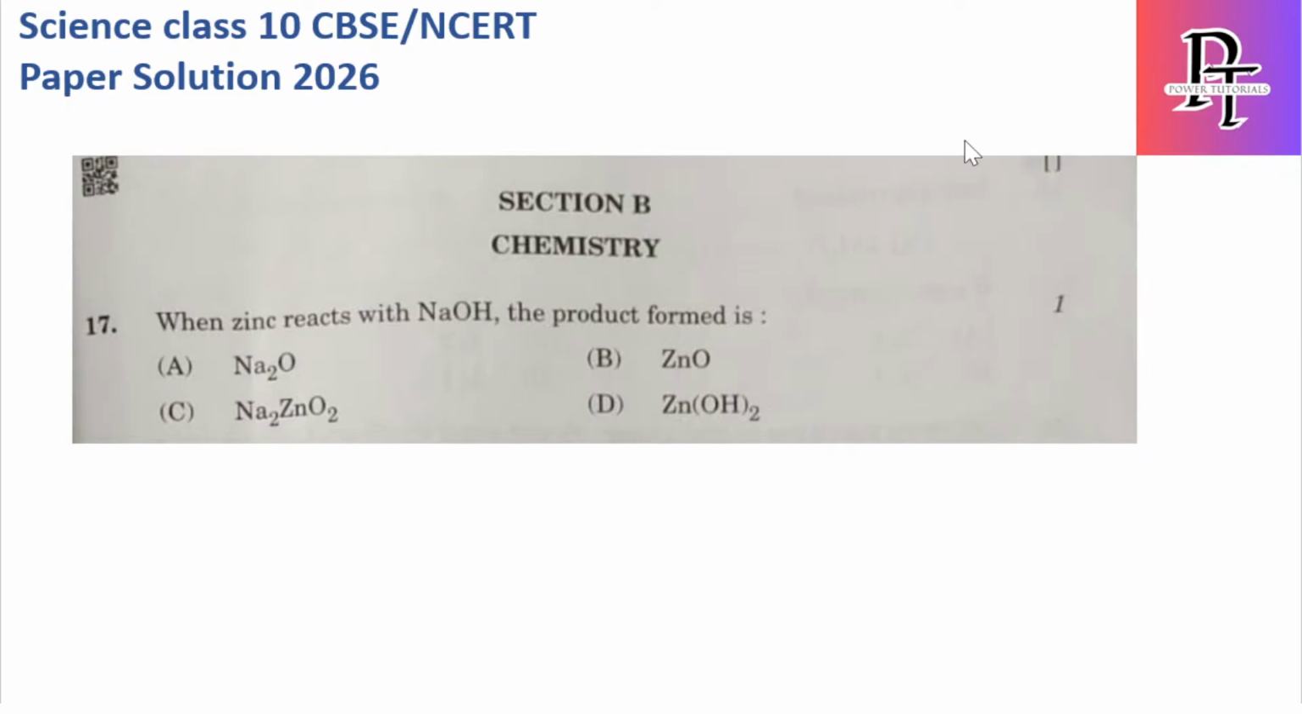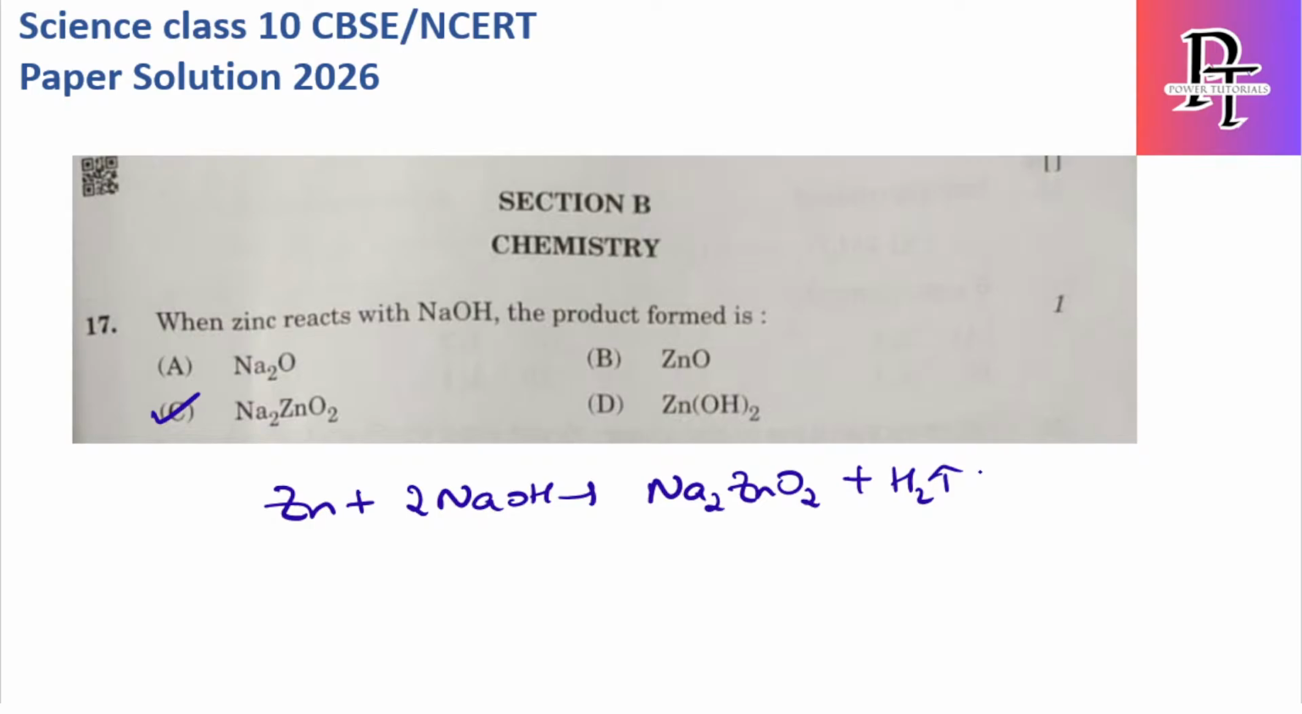When zinc reacts with NaOH, the product formed is, the answer is sodium zincate, which is option number C. Na2ZnO2, the reaction happens like this: Zn plus 2 NaOH gives rise to Na2ZnO2 plus H2. So H2 is a gas liberated when zinc reacts with NaOH, which is a strong base. Why can zinc react with both acids and bases? That's why it is also called an amphoteric metal.